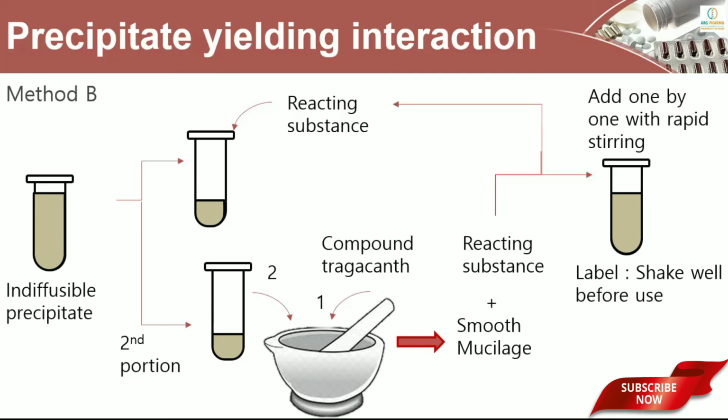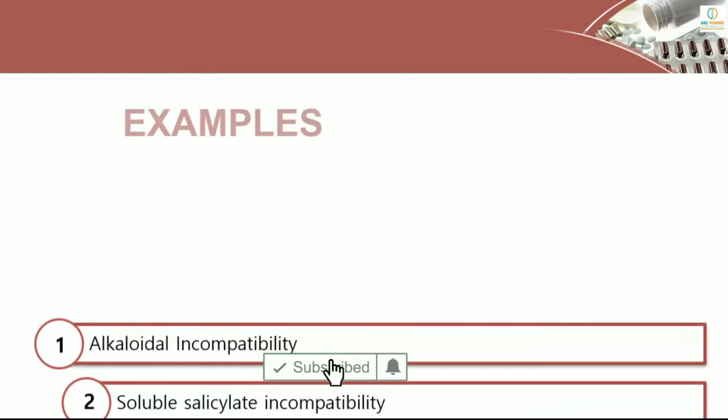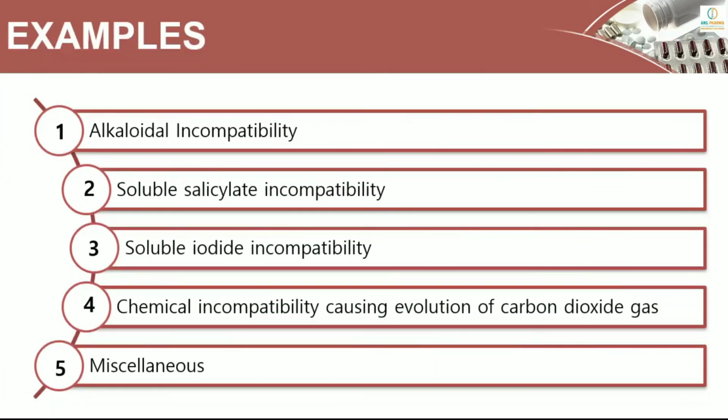Next one is examples of chemical incompatibility: alkaloidal incompatibility, soluble salicylate incompatibility, soluble iodide incompatibility, incompatibility causing evolution of carbon dioxide gas, and miscellaneous. I will explain these examples of chemical incompatibility in detail in my next video.